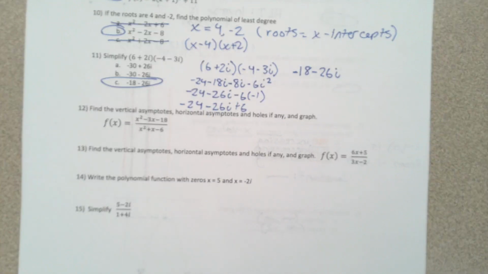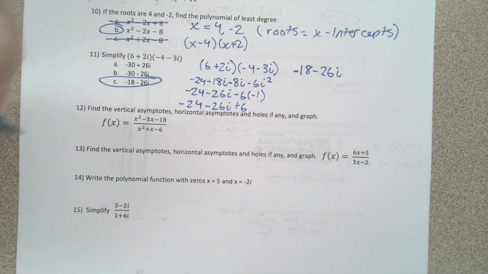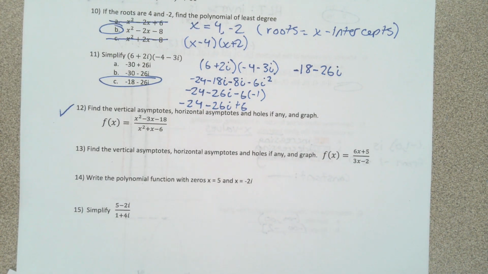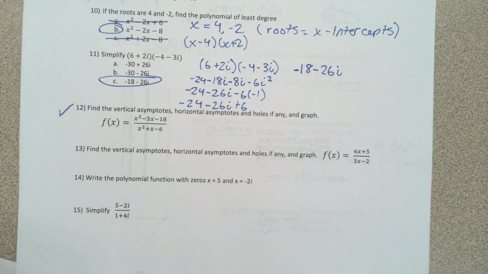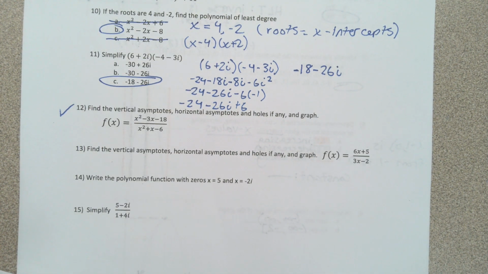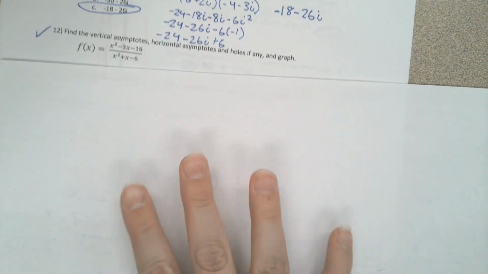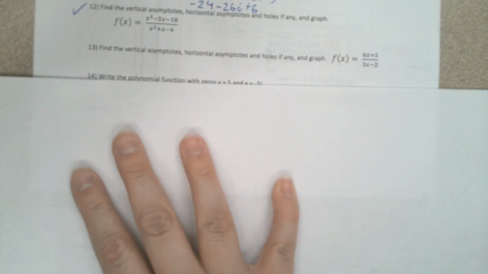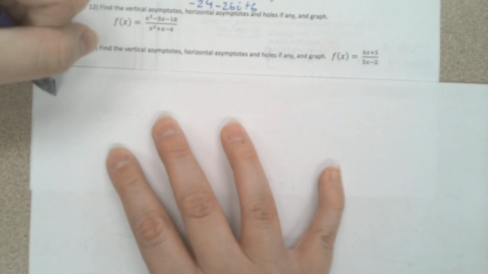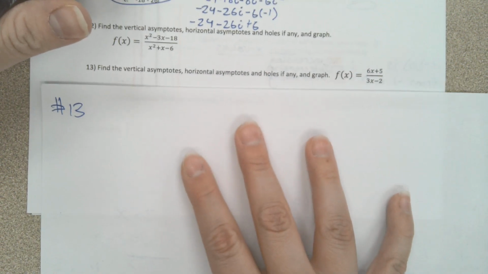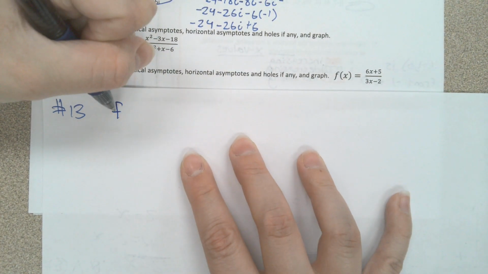Number 13. I think we do the same thing. Yep. So that was number 12. 13, find the vertical asymptotes, horizontal asymptotes, and holes, if any, and graph. So let's do that. What's really important on these problems is identifying all of the things. The graph is, above everything, the least important part of this problem. Just an FYI. We want to make sure you're able to find all these things.